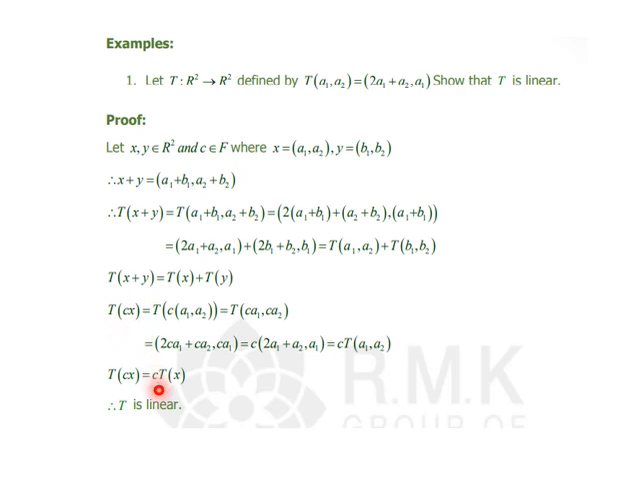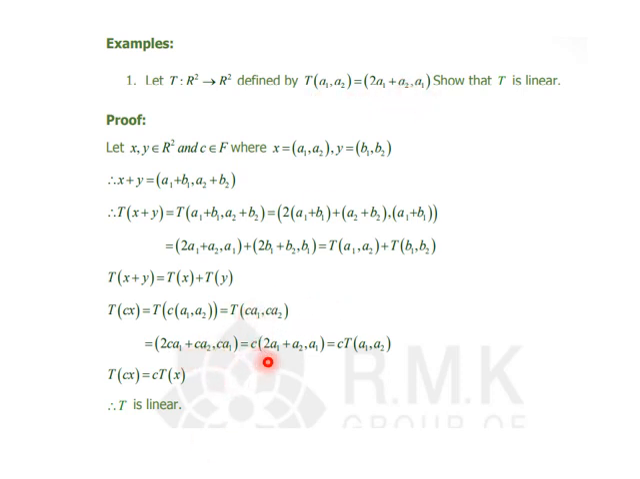T of Cx, I will prove it is equal to C into Tx. So C into x. This is x, multiply that with C. All components get multiplied, so it becomes CA1, CA2. So T of CA1, CA2. Now this is my input, and I am going to apply T. As we apply T, your answer will be 2 times the first component plus the second component, and the first component as it is. Understand the definition of T here. This is how T is defined, so I am applying it here.